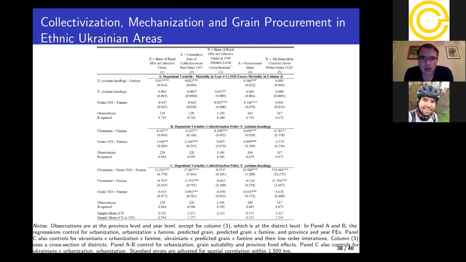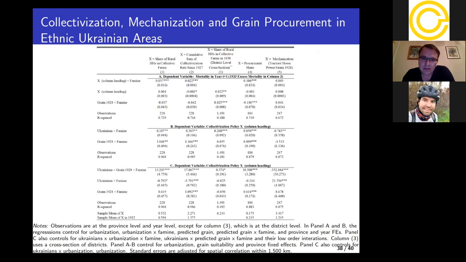The last two things which I would like to show you is what Timur asked in the beginning about collectivization and grain procurement. The first panel A shows you the relationship between these measures and famine mortality, and not surprisingly, we find a positive correlation between collectivization and famine mortality on one side, and procurement share of grain and famine mortality. This is what column 4 shows you.